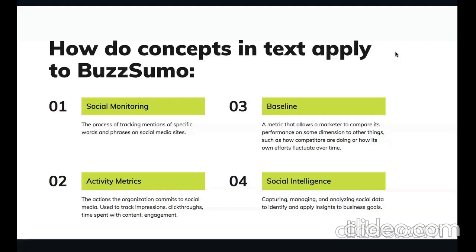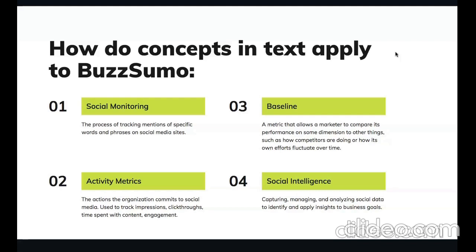Two was activity metrics, and that is used to track impressions, click-throughs, time spent with content, and engagement. This is really helpful for marketers because when they publish content, they can see exactly where that content is being shared, on what platforms, and who is sharing that content through BuzzSumo's features. It also lets marketers have a baseline where they can track their performance directly next to competitors in their side-by-side feature and see how it fluctuates over time.